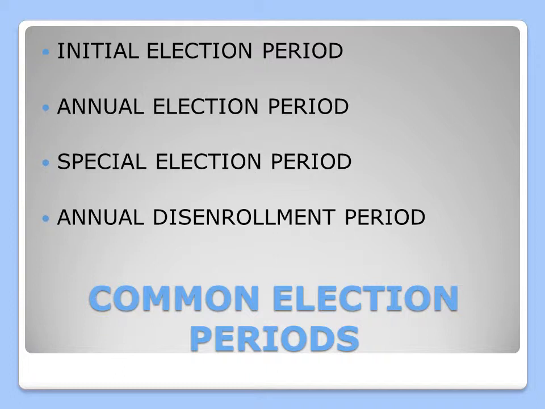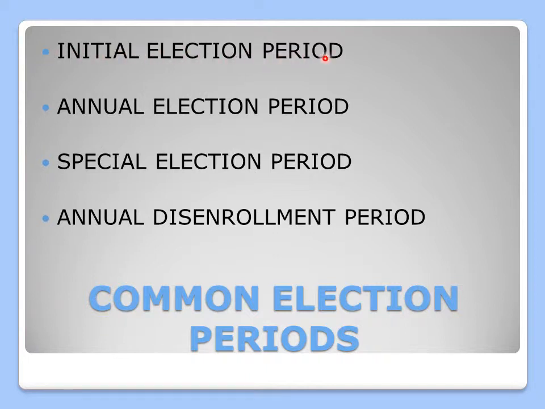The annual election period runs between October 15th to December 7th every year, and during those times you can add or subtract Part D plans. Special election periods, if you're eligible for one of those, can typically be used anytime during the year, and the annual disenrollment period actually is for people that are on a Medicare Advantage plan and want to go back to original Medicare. If they do that, they are allowed to enroll in a Part D plan. So we will include the annual disenrollment, but that's only for people that are leaving a Medicare Advantage plan and going back to original Medicare. So those are some of the common Medicare election periods to enroll in a Part D plan.